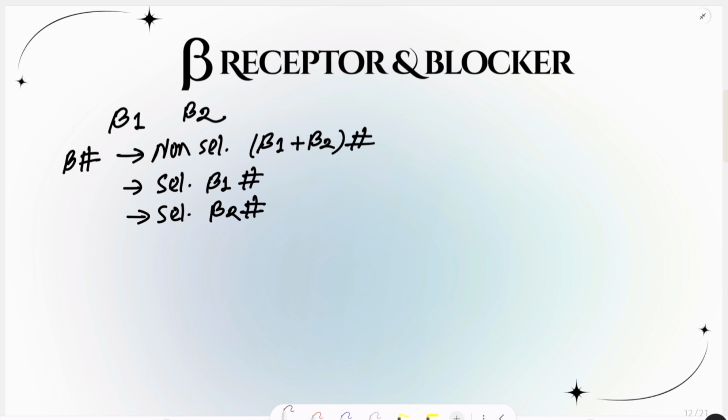But we will not further discuss the selective beta 2 blocker because it has no clinical use. But if you want, you can remember the name, and the name of selective beta 2 blocker is butoxamine. So we have mainly two types of beta blocker. One is non-selective beta blocker and the second one is selective beta 1 blocker.